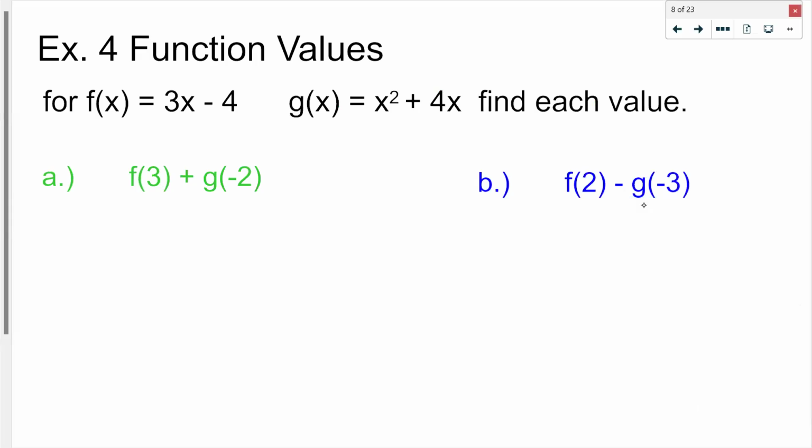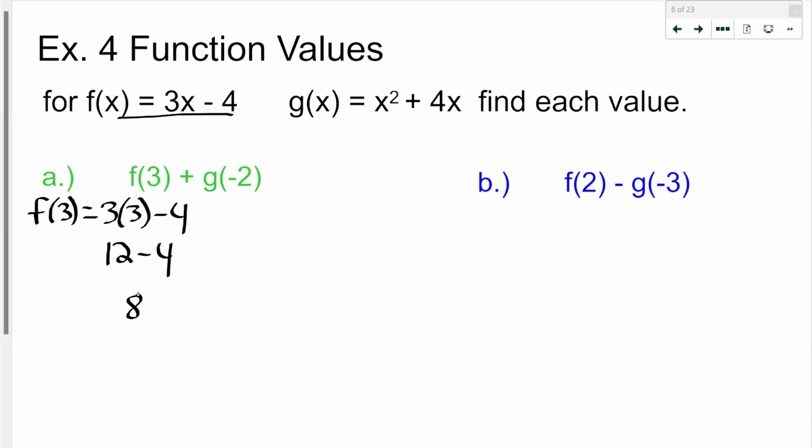So let's do f of 3 first. So f of 3 equals, oh, this is the f function. So it's going to be 3 times 3 minus 4. 3 times 3 is 12. 12 minus 4 is 8.